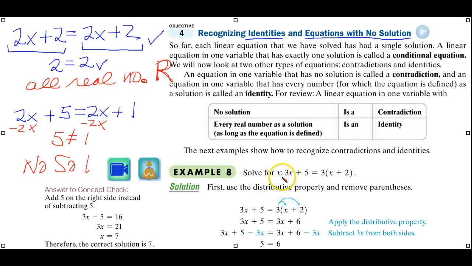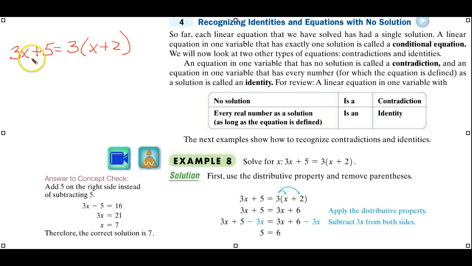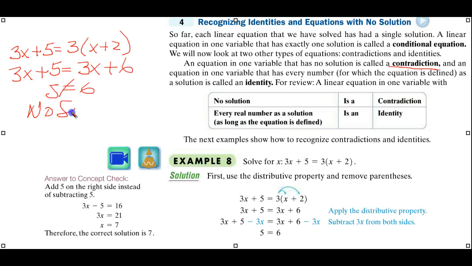Now when you look at it, you don't know quite what you have, so let's do one. So it starts off looking like an equation. This is example 8. So we clear parentheses. We subtract out our x's and we get 5 equals 6. Is that a true statement? No. So, for this one, this is a contradiction. There is no solution.